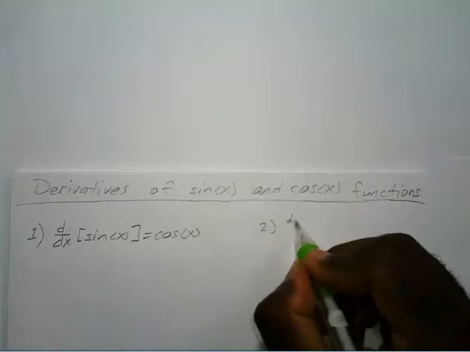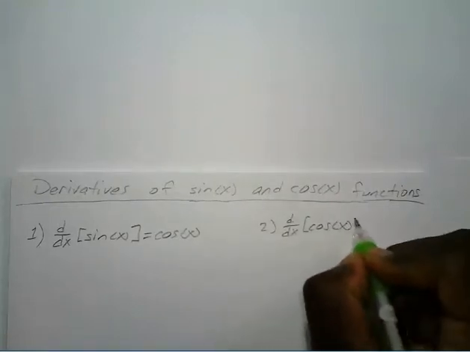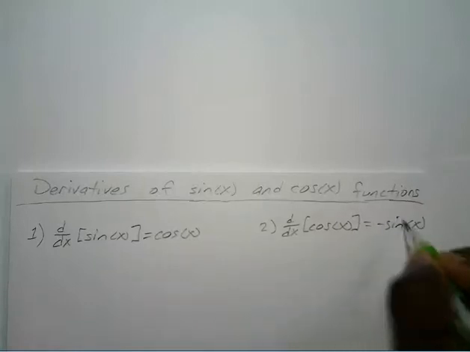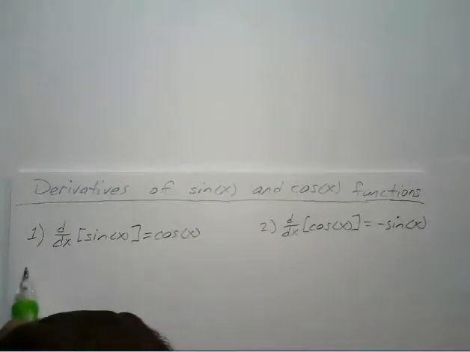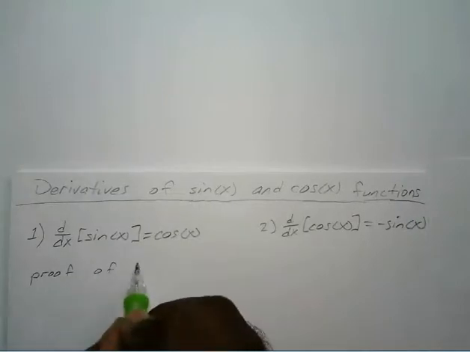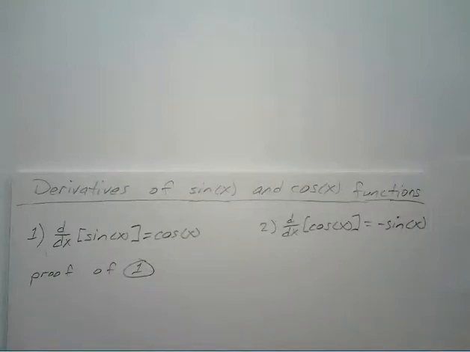And 2, the derivative with respect to x of cosine of x is equal to negative sine of x. We're going to prove the first one, and proving the second one is pretty similar to it, so I'll let you go ahead and do that. So we have the proof of 1, derivative of sine x equals cosine of x.